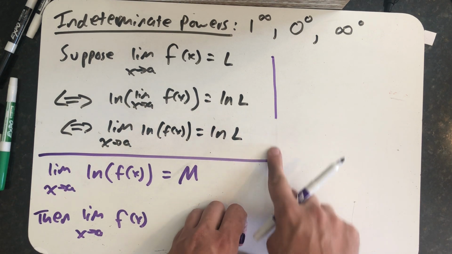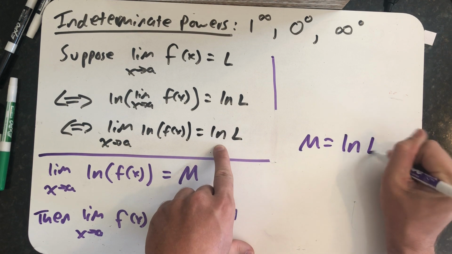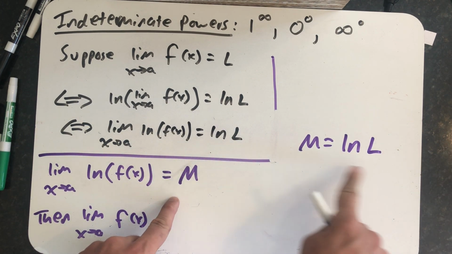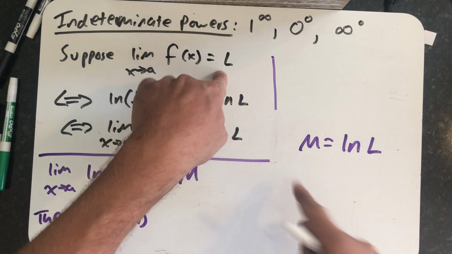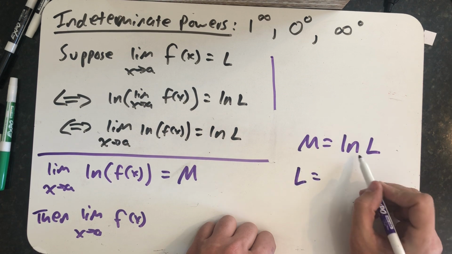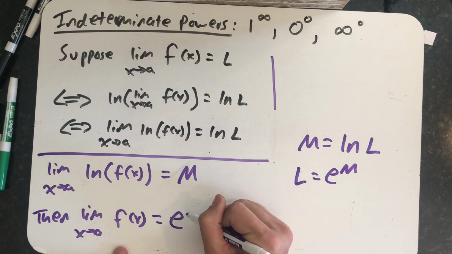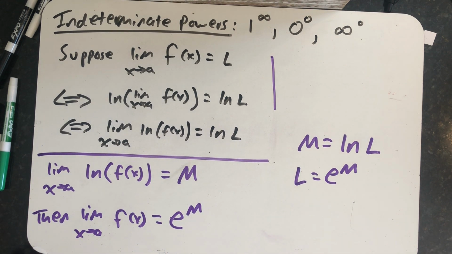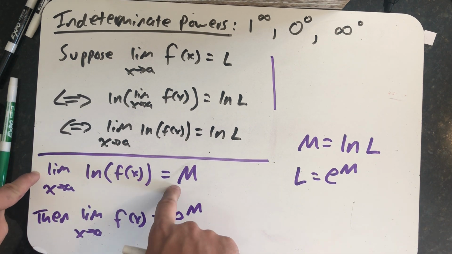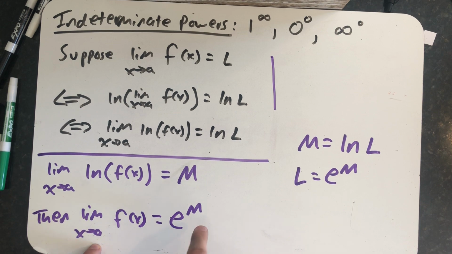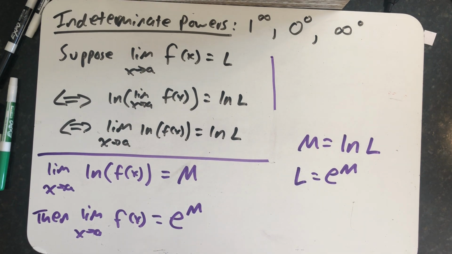Okay, well, this gives me a point of comparison to make. M is standing in place of what was the natural log of L. So I'm just calling this limit m, and it was the natural log of L. This limit's supposed to be L, so let's get L by itself. Well, L would be the base e raised to the m power. So L now is e to the m using the property of the natural log. So if I can calculate the limit of the natural log of f of x to be m, then the original limit would be e raised to the m power. This is how we'll approach these indeterminate powers.